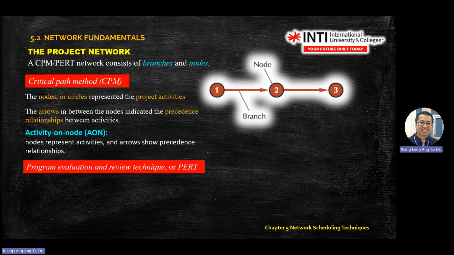The first network is called CPM, critical path method. You will see something on the screen: circle, circle, circle, then node number 1 goes to node number 2, goes to node number 3. The arrow always points from left to right.